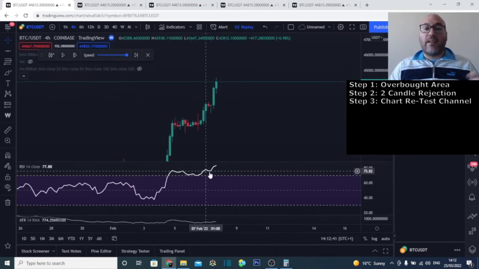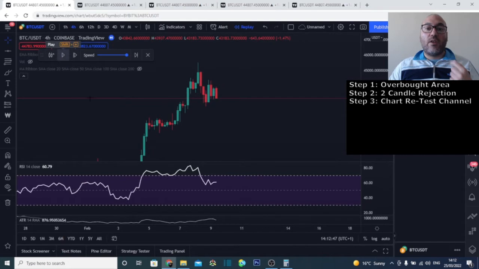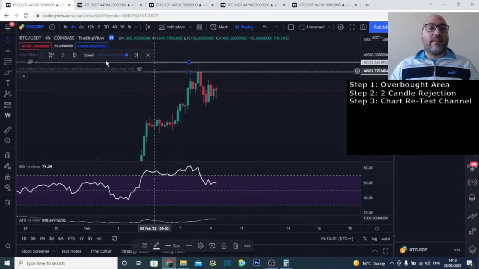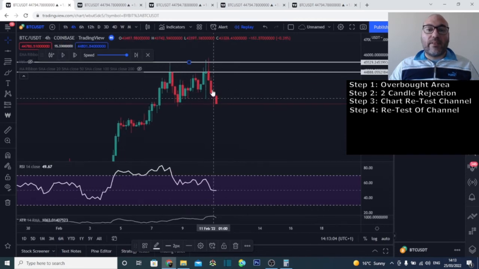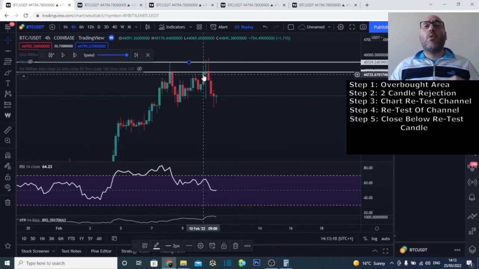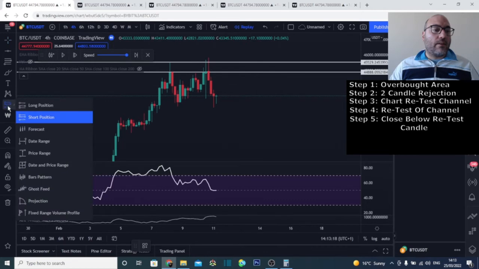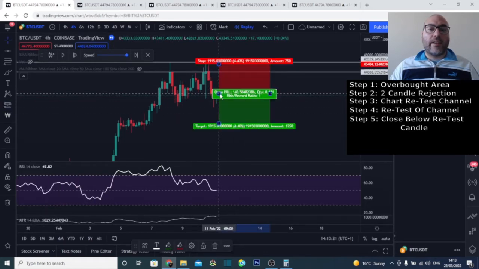So again, we are still in the overbought area and we want step 2, a 2 candle rejection or more. So we got that 2 or more candle rejection, which is step 2, and we're gonna move to step 3, charting out this channel. For step 4, the retest candle, which happened here. This is the retest candle. So step 5 now, we want a close below that candle. And the close happened here on the second red candle. So we can enter a short trade here.